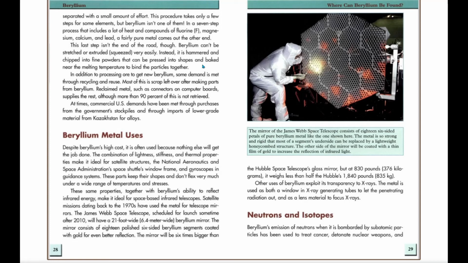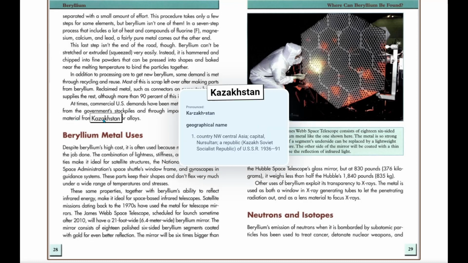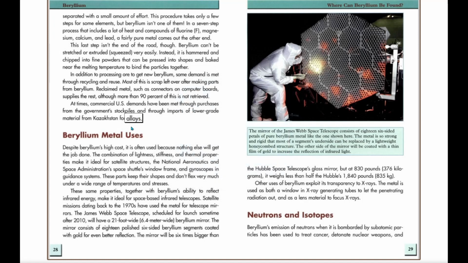In addition to processing ore to get new beryllium, some demand is met through recycling and reuse. Most of this is scrap left over after making parts from beryllium. Reclaimed metals such as connectors or computer boards supply the rest, although more than 90% of this is not retrieved. At times, commercial U.S. demands have been met through purchases from the government stockpiles and through imports of lower grade material from Kazakhstan for alloys.